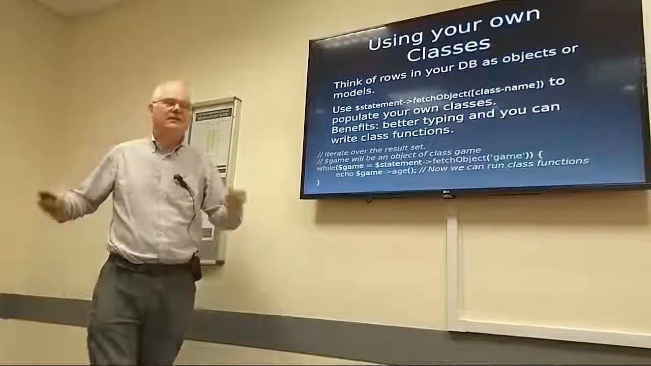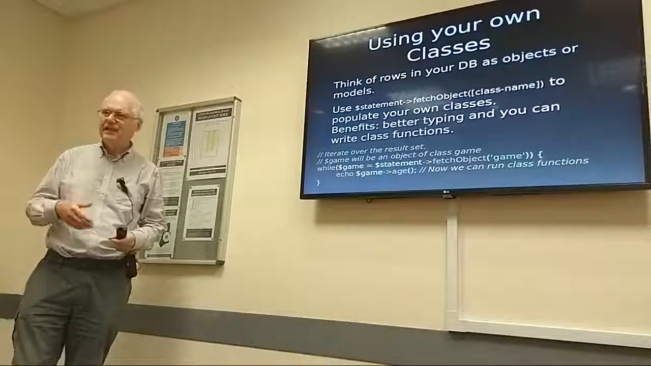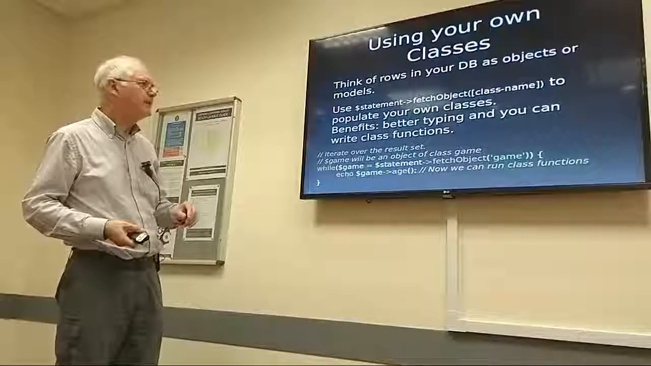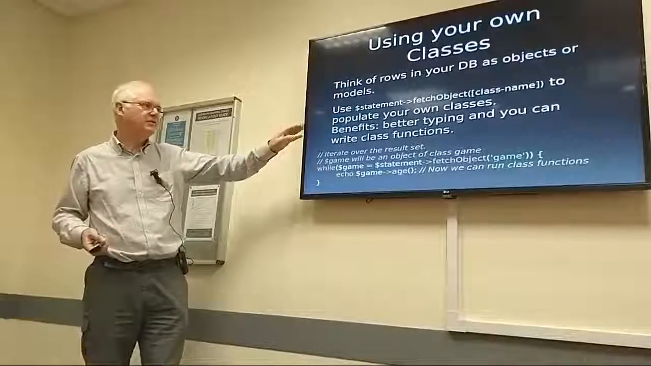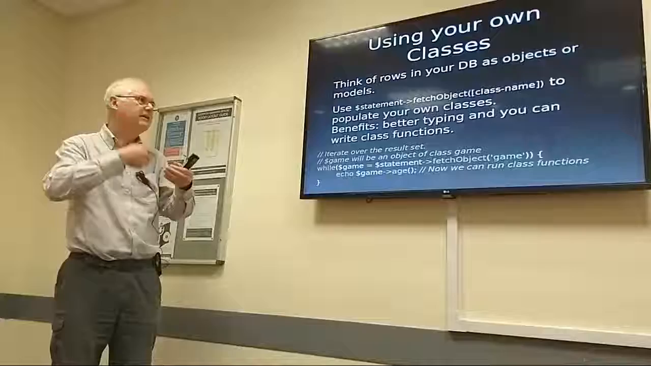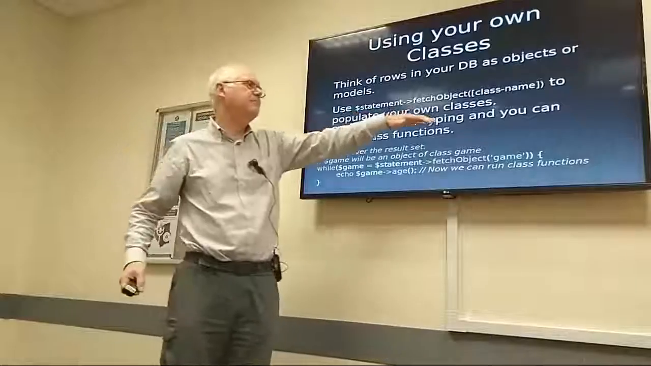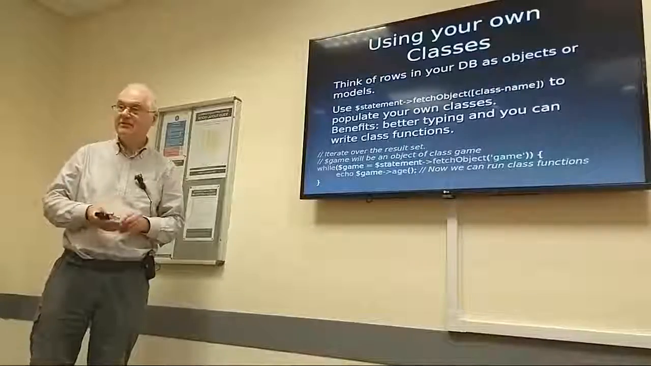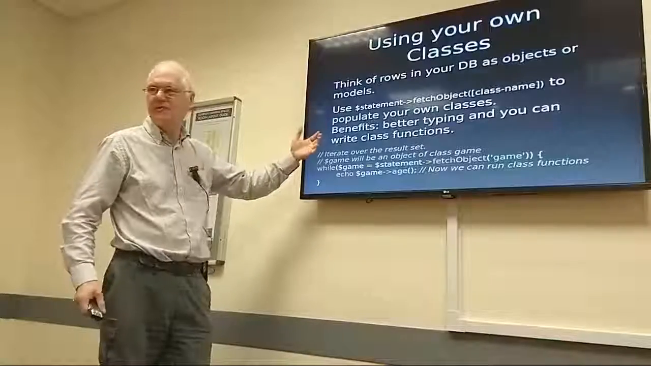Okay, we want to think through the fact that when we're running these queries, we're getting back an object, and it would be really, really nice to be able to use the results to populate our own classes. Why? Because, first of all, it will be better typed, but also you can write class functions now. So if you've written a class, and you bring the object back mapped into that class, then you can write functions in there that will enable you to do stuff within the class. So it's going to be a really nice way of doing things.